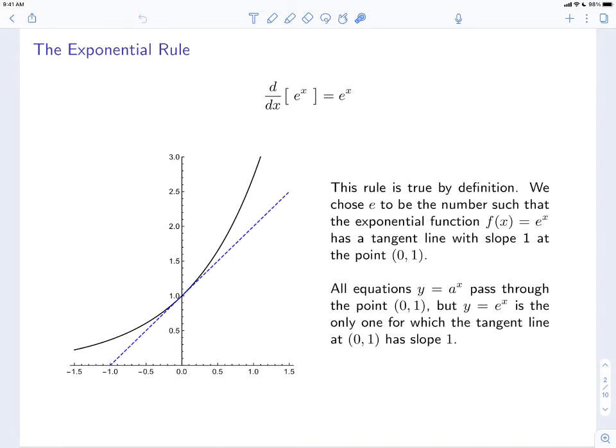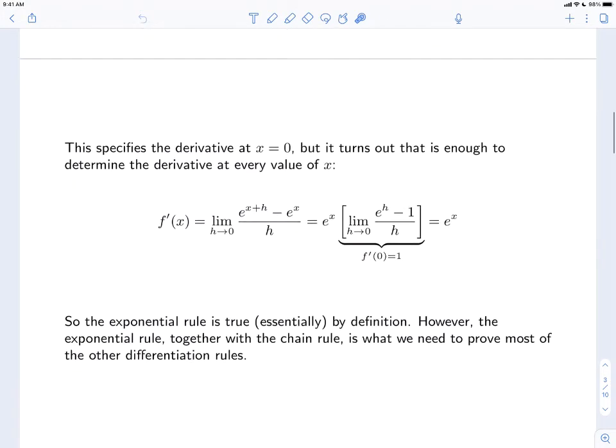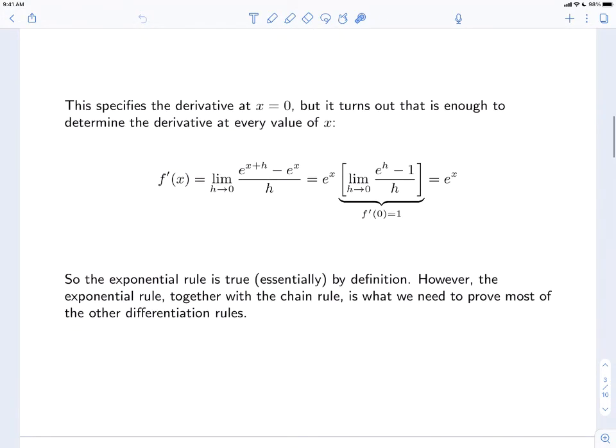All equations of the form y equals a to the x for an a greater than 0 pass through this point, 0, 1. But y equals e to the x is the only one for which the tangent line at 0, 1 has slope 1. By making this choice, we essentially are stating that the derivative of e to the x equals e to the x. That might not be immediately obvious, but if we try to work it out, we can see why it's true.